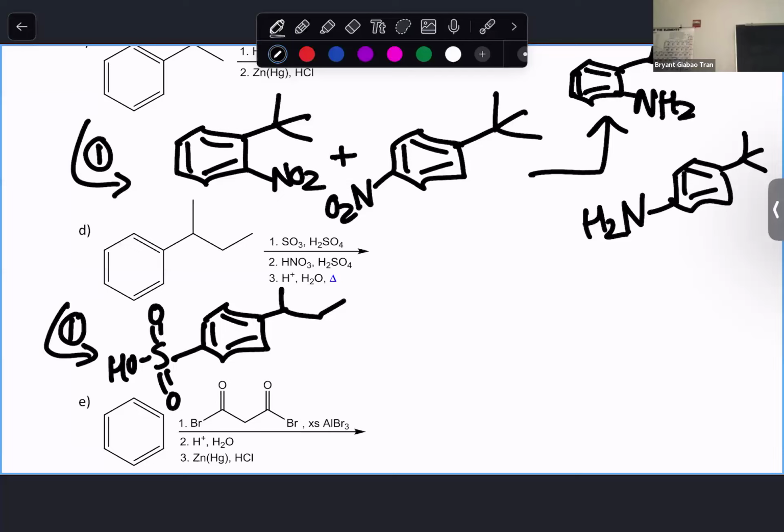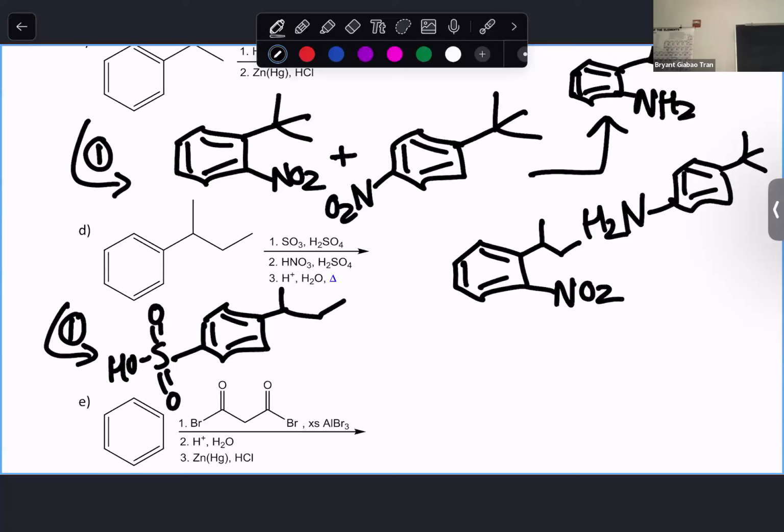Because sometimes when you want to get to this product here, let's say we have the same R group, and we want a group ortho to that only. But this is an ortho para director. If we just go straight for nitration, we will get this and the para position, right? But let's say we don't want the para position at all. If we don't want the para product at all, we only want the ortho one, we have to block that para position using the sulfonation group.